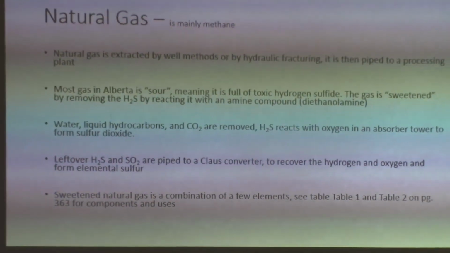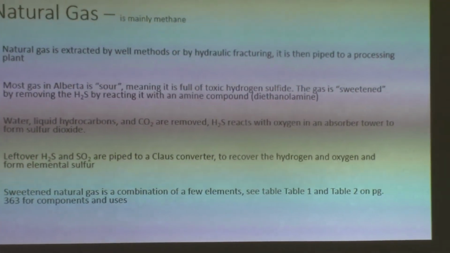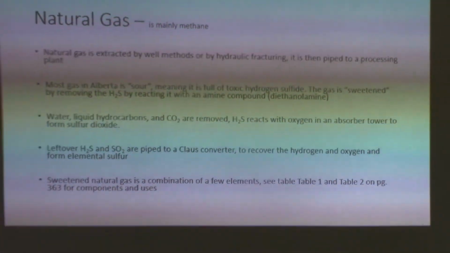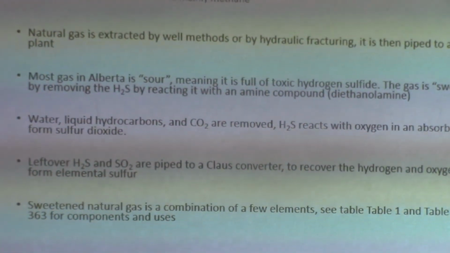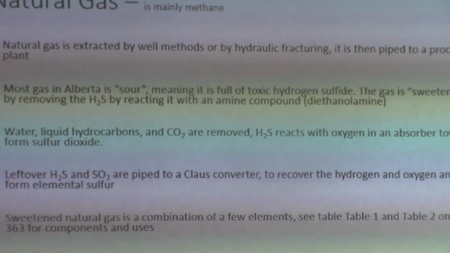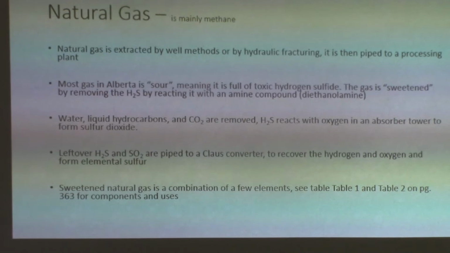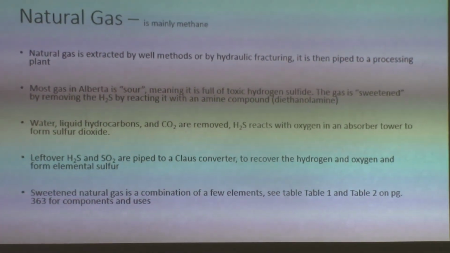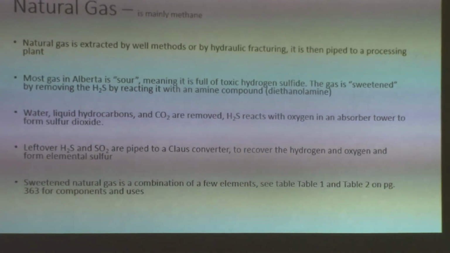So when we look at natural gas, most gas in Alberta is sour, meaning it's full of hydrogen sulfide. So when we sweeten gas, we remove the H2S. So we use a nitrogen-based compound called diethylamine to do that. So it's an alcohol-based compound with nitrogen. So water, liquid hydrocarbons, and CO2 are removed.